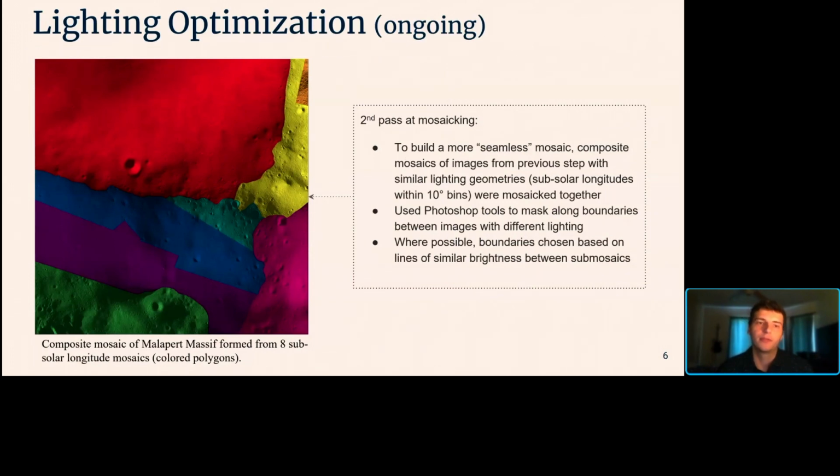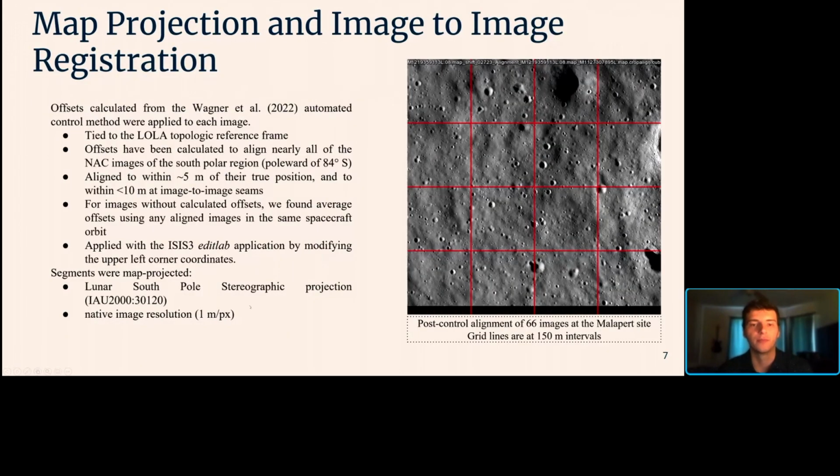So our next step that we are currently working on is a second pass to build a more seamless mosaic. We used composite mosaics of the images from the previous step with similar lighting geometries based on the subsolar longitudes and 10-degree bins. We mosaiced those into sub-mosaics and then used Photoshop to mask along the boundaries between images. Where possible, the boundaries were chosen based on lines of similar brightness between sub-mosaics. This was mostly to minimize seams and was using the lighten tool in Photoshop to find where the image is matched up closely. Could you go back for a second?